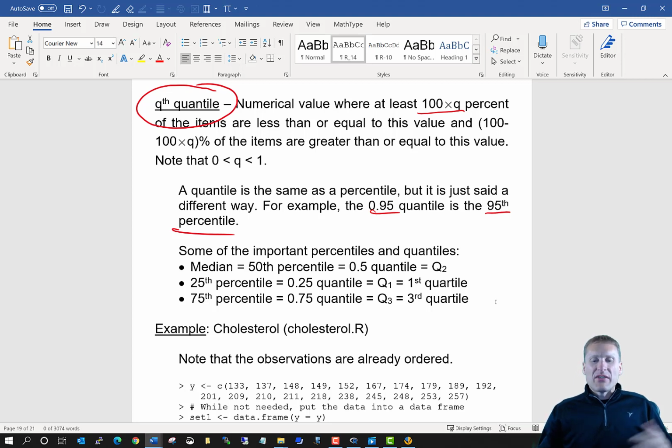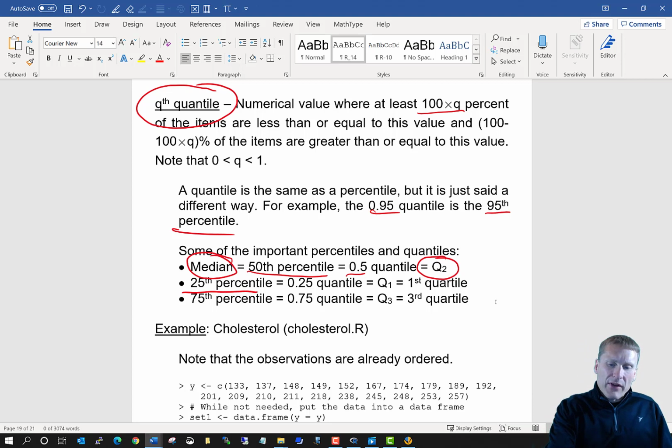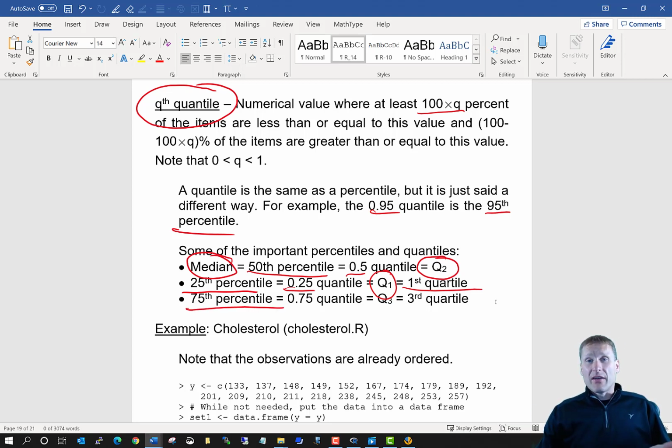Now, some important percentiles and quantiles. The median that we've seen before is the 50th percentile, which would also be called the 0.5 quantile. Some people add even more terminology, and often refer to this as Q2. I won't do that myself. The 25th percentile, or in other words, the 0.25 quantile, is often denoted as Q1 by some people. Some people even call that the first quartile. And something similar happens with the 75th percentile as well. In our class, I'll just focus on percentile and quantile, just to make things easier.